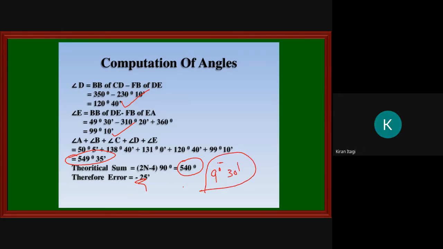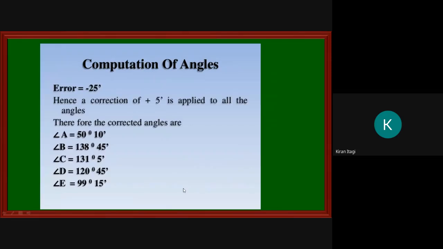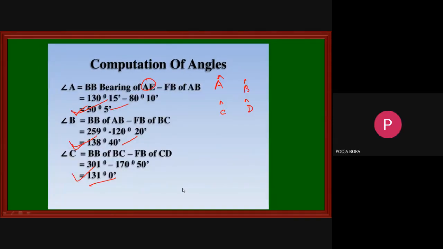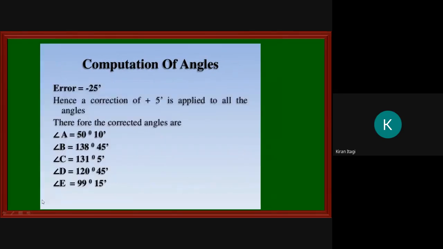Okay. All the angles are correct now? Yes, sir. Okay. Then here we have an error of 9 degree 30 minutes. Hence a correction of this one. How many sides are there? 5 sides, right? Yes, sir. Okay. Divide it by 5.